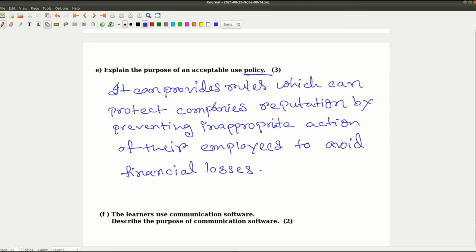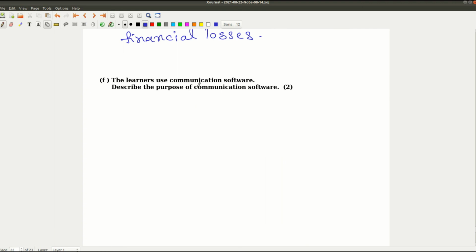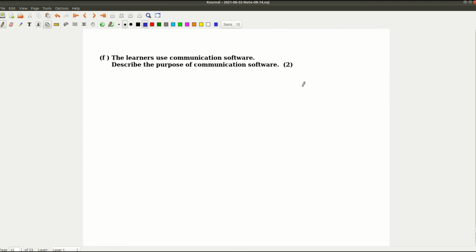Okay, so move to the next question. The learner uses communication software. Describe the purpose of communication software. Communication software means you can exchange or share data, files, or information with others. This is called communication software. So the purpose of communication software is to exchange or share files with other individuals.